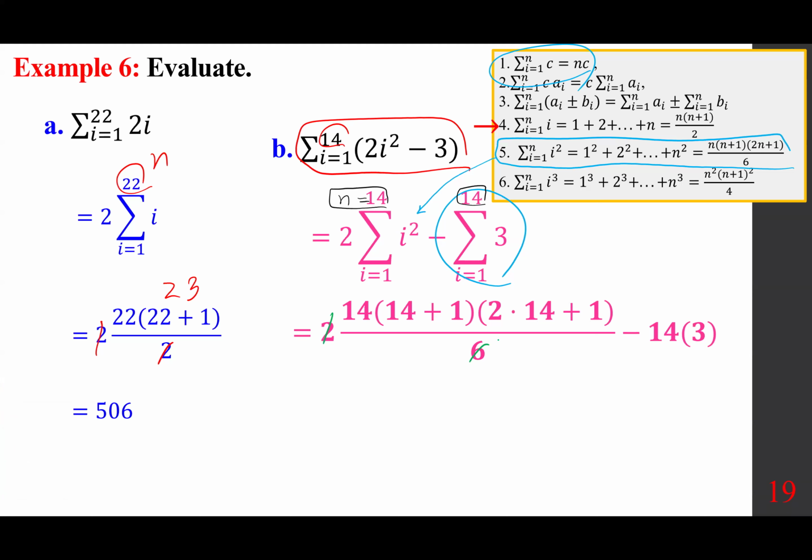Two goes away. This becomes 3. And this is 28. So we have 14 times 15 times 29 minus 42. And this is 5. 14 times 5 times 29 minus 42 ends up being 1988. So I hope it's pretty clear to everybody.